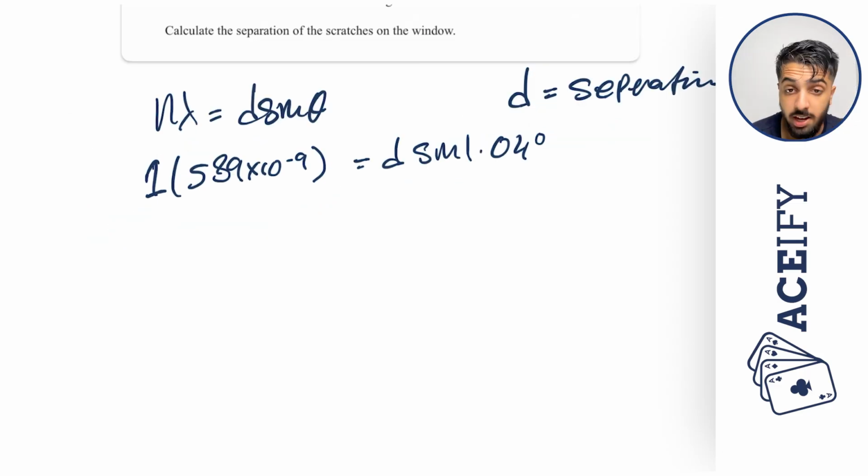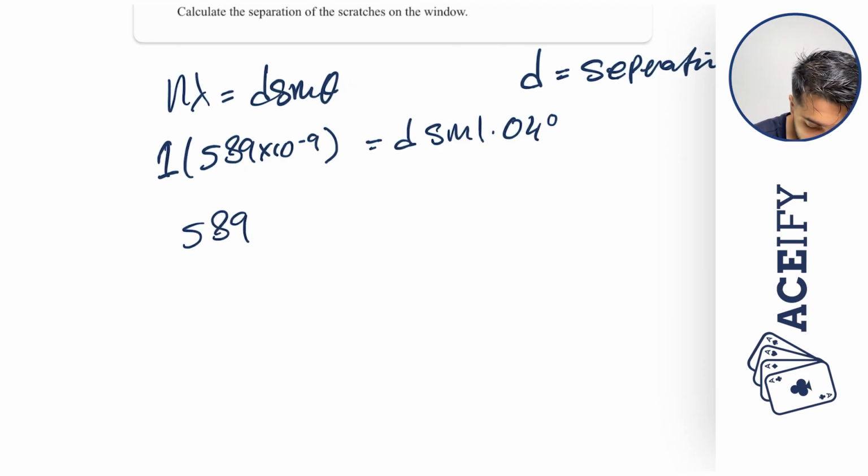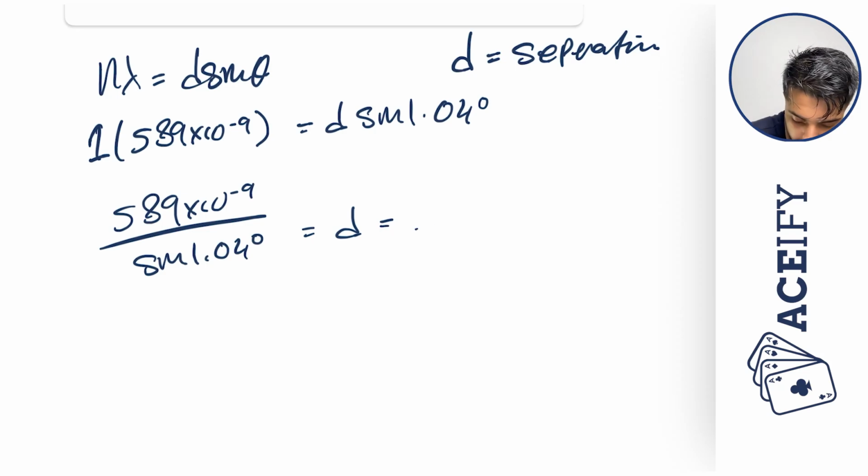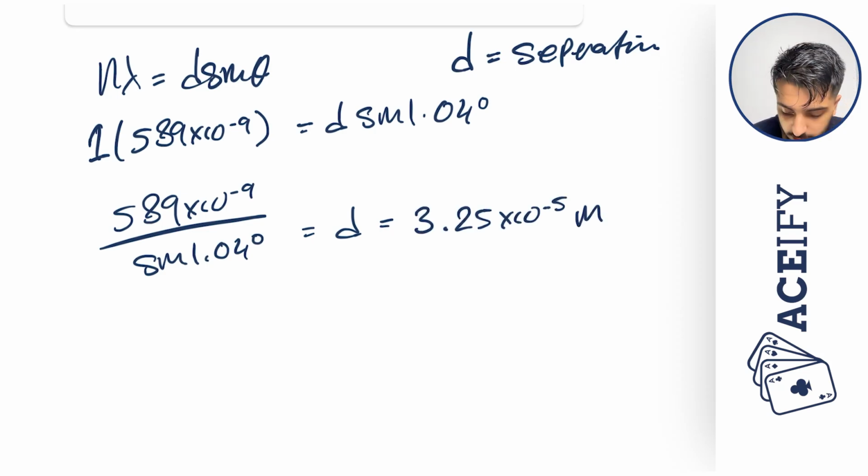1.04 degrees. And so simply we just divide by sine 1.04 degrees on both sides, and we get 589 times 10 to the negative 9 all over sine 1.04 degrees, and that's equal to our d. And this gives 3.25 times 10 to the negative 5 meters.